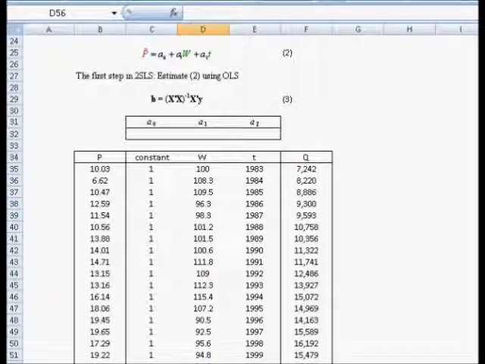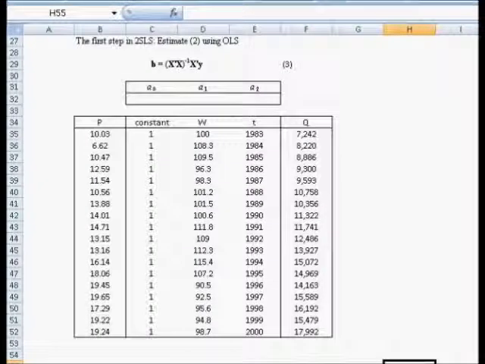The first step in two-stage least squares and three-stage least squares is to estimate equation 2 using OLS. The OLS estimate of the vector parameters is equal to the inverse of X transpose X times X transpose Y, where Y is the set of all prices and X is a column of 1's and W and T's observations.